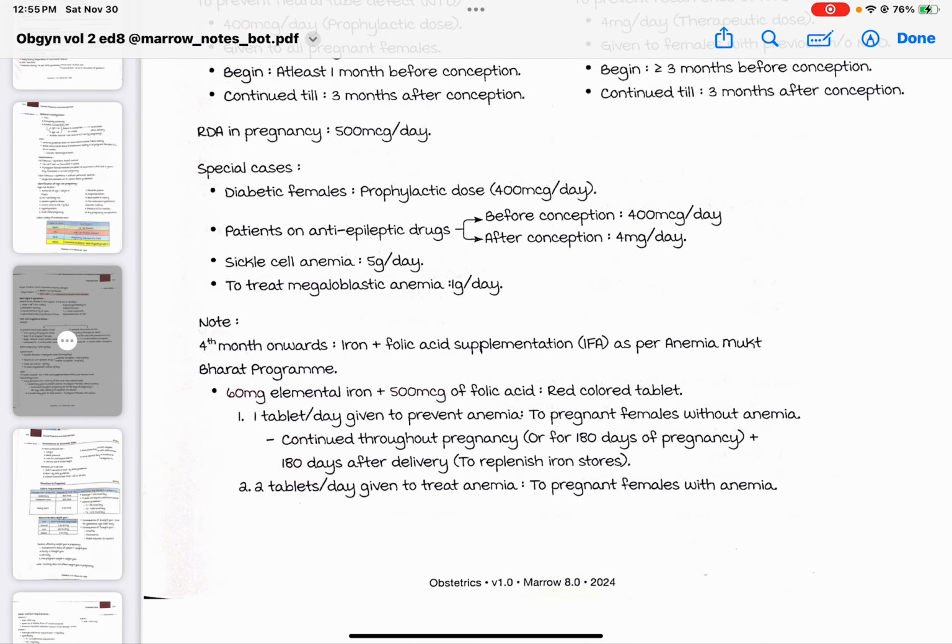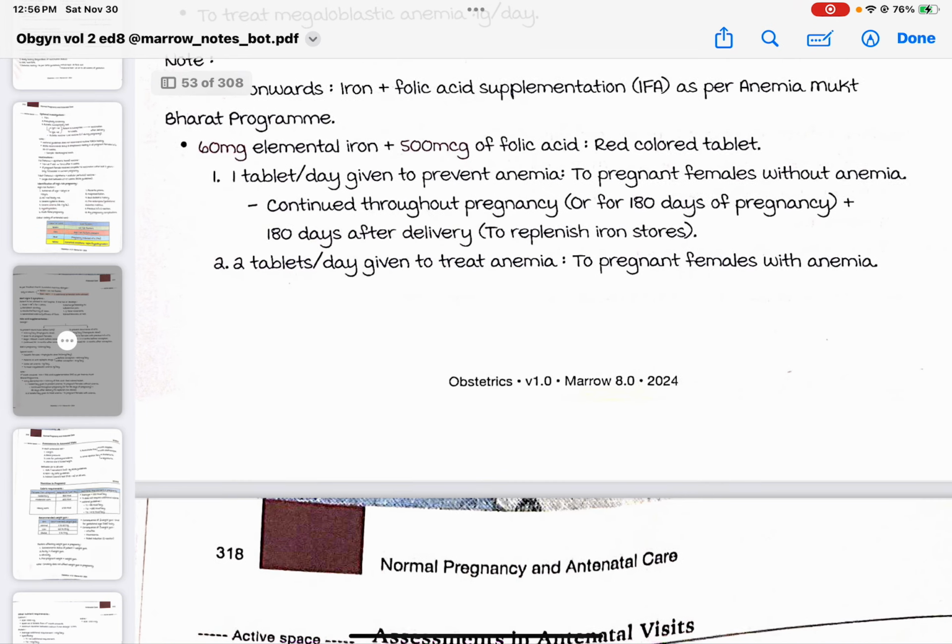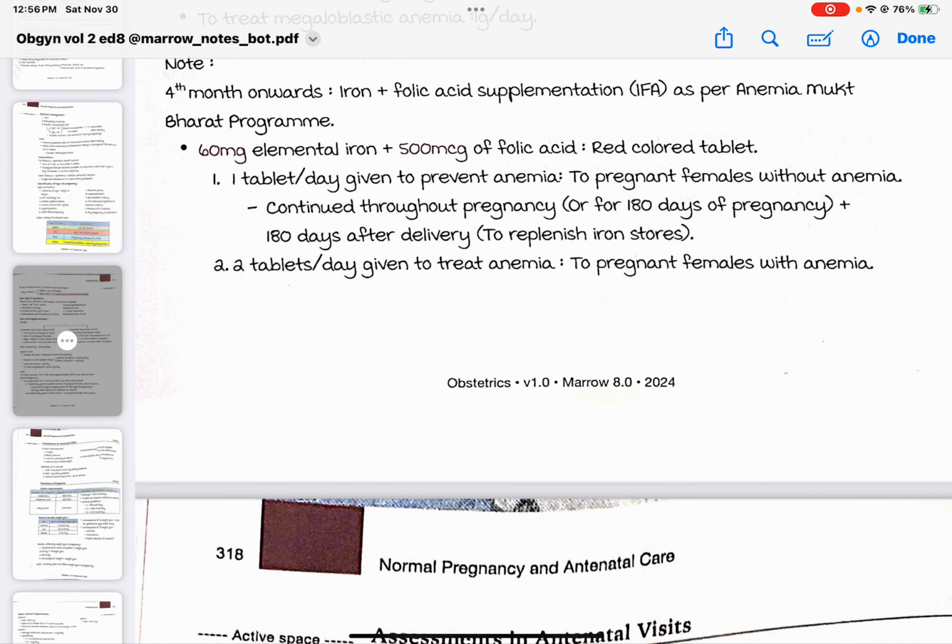Note: from 4 months onwards, iron plus folic acid supplementation as per the Anemia Mukt Bharat program. 50 milligram elemental iron plus 500 microgram of folic acid, red colored tablet, 1 tablet per day given to prevent anemia, continued throughout pregnancy or for 180 days of pregnancy, plus 180 days after delivery to replenish iron stores. 2 tablets per day given to treat anemia in a pregnant female with anemia.